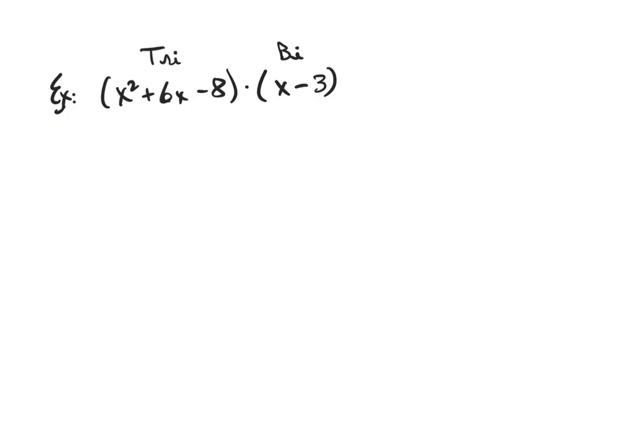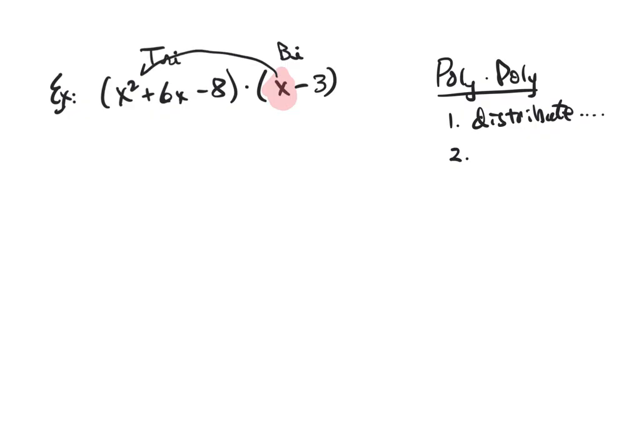And I'm going to give you two options. I'm going to first give you, for larger polynomials times larger polynomials, the first option is to use a version of the distributive property. And let me show you how that works. To use the distributive property on a problem like this, what I could do is I could pick up the x from the binomial and distribute it to all three terms in the trinomial.